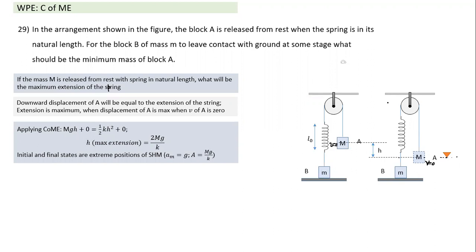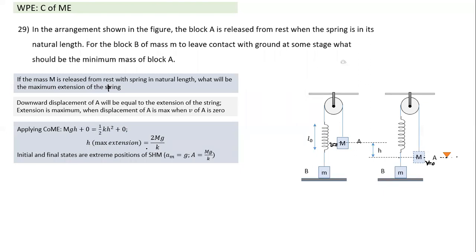Now coming to this side, this block has still not left the ground, so its kinetic energy has become 0. This has 0 energy. Potential energy of this block is 0 because that's the reference level. The only thing left is the potential energy of the spring, which is equal to 1/2 k h squared, because that's the extension of the spring. So from here we find the value of h, the maximum displacement of the block, is equal to 2mg by k from this equation.